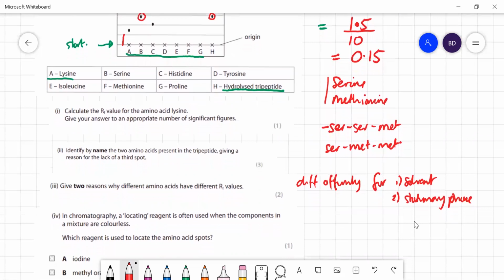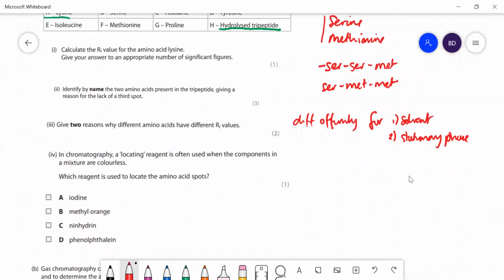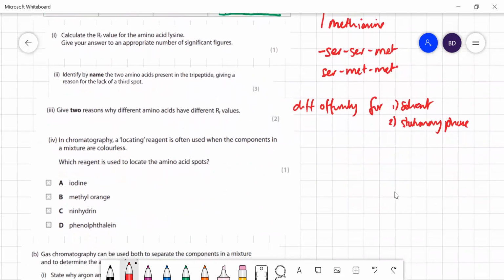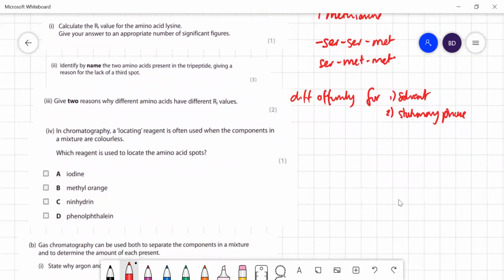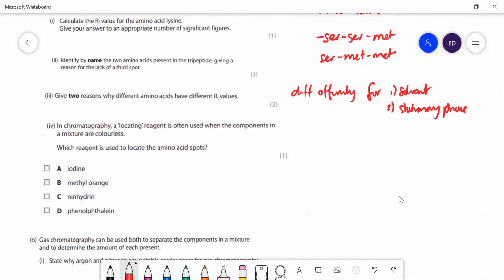If it's not, then it's hardly going to move at all. So vice versa. Right. In chromatography, a locating reagent is often used when the components are colorless, as is the case with amino acids. Which reagent is used for amino acids? Straightforward recall, and you either know it or you don't, and it's ninhydrin. Okay.